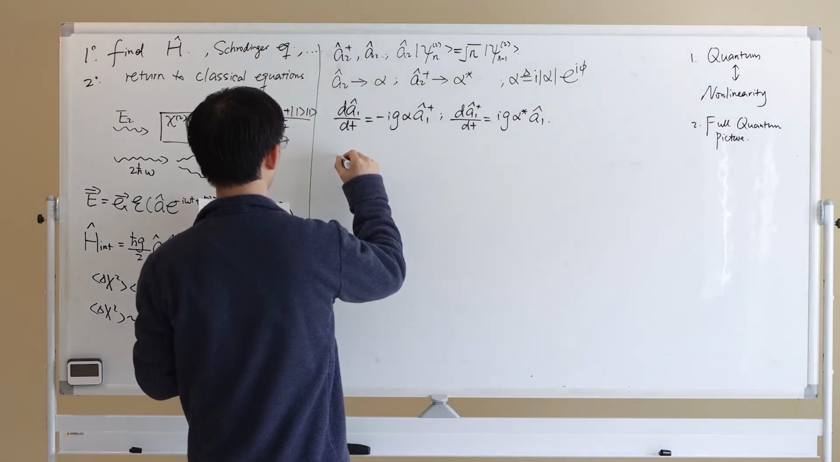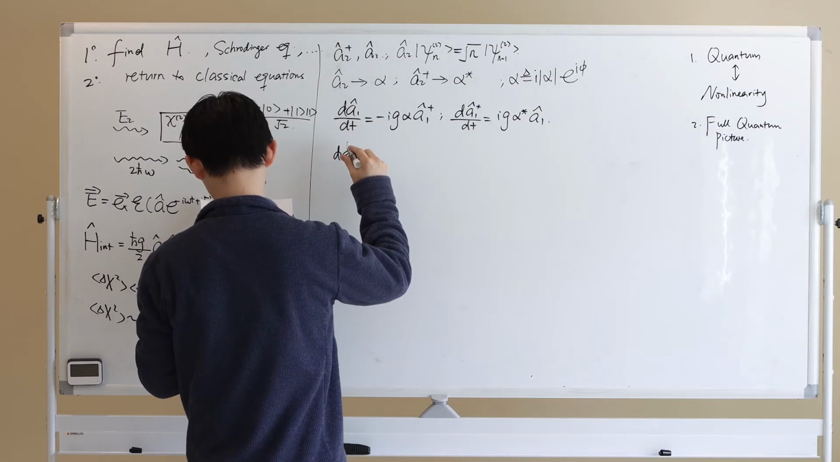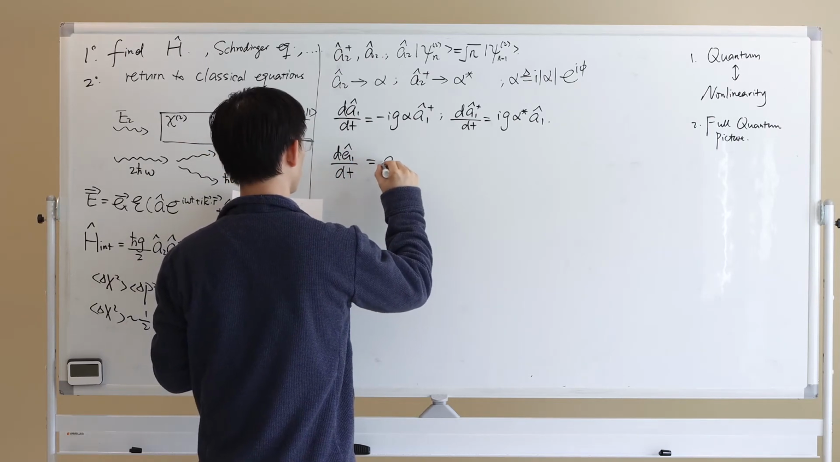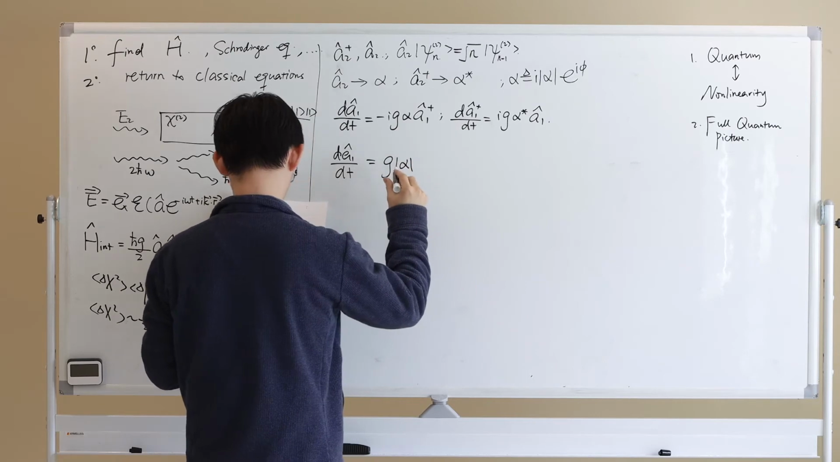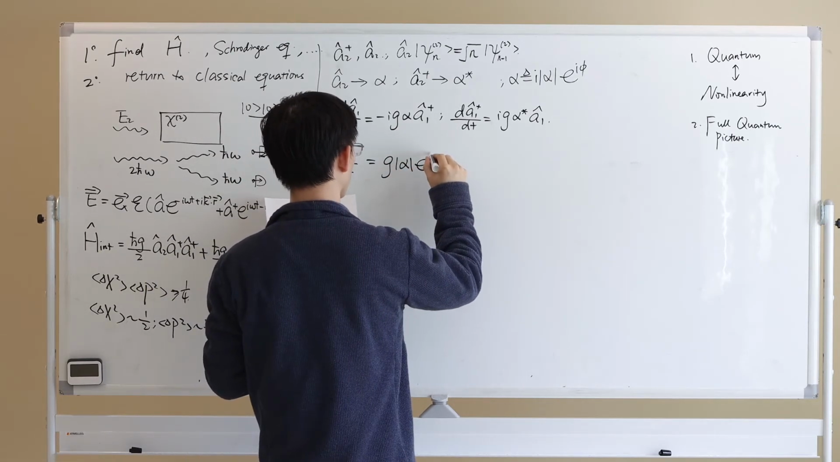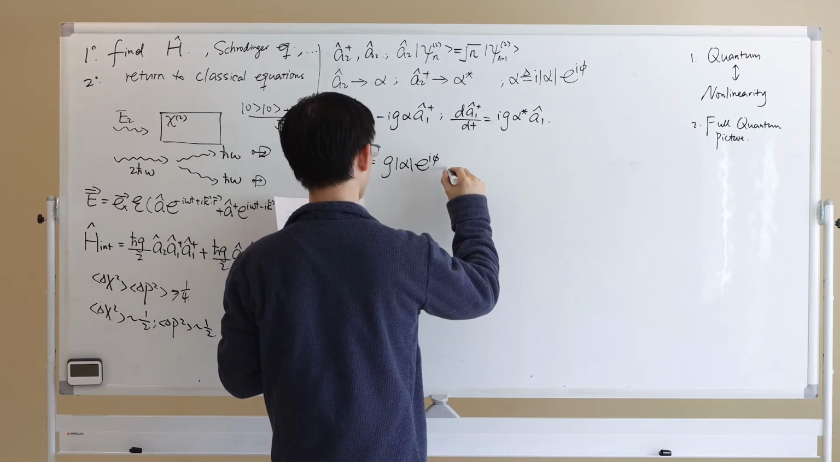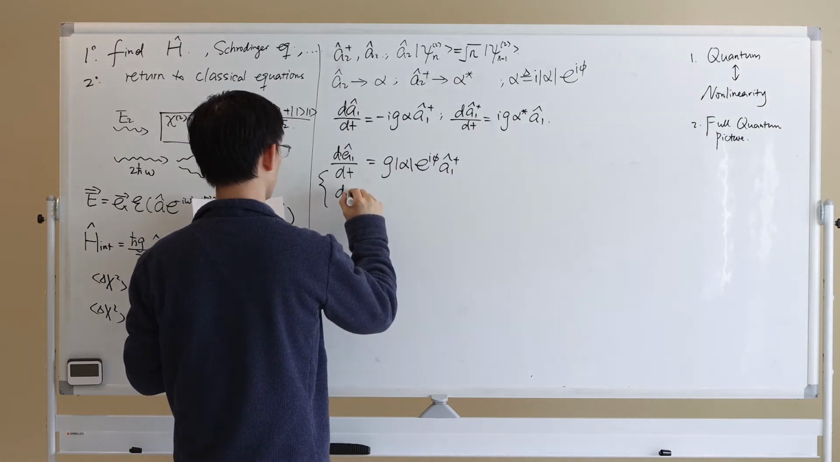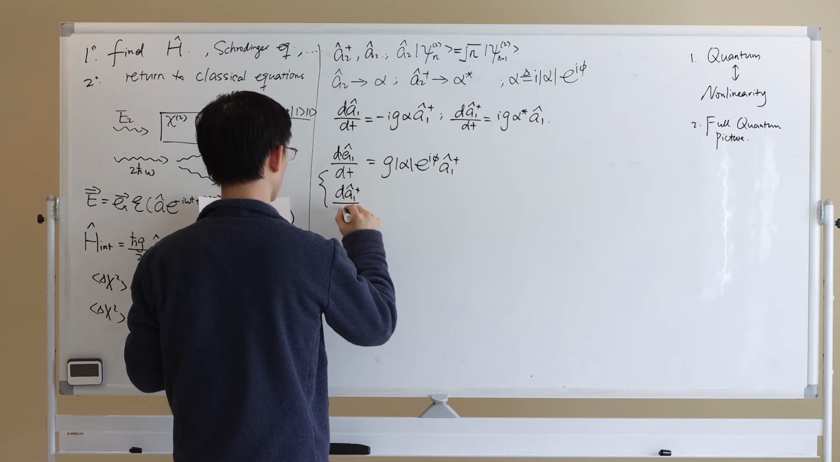So you get dA1/dt equals G alpha e^{i phi} A1 dagger, and dA1 dagger/dt similarly.